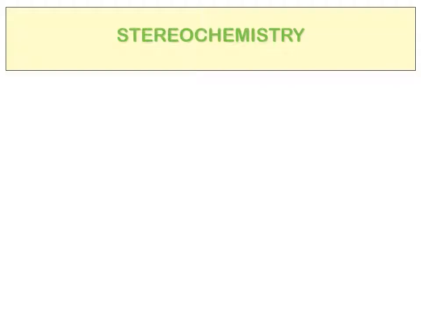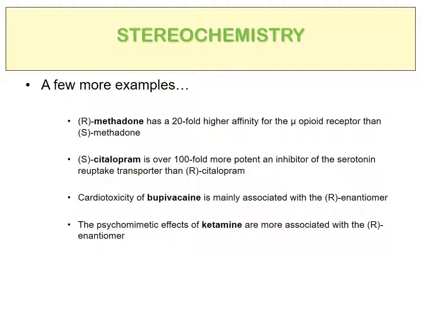So rectus methadone has a 20-fold higher affinity for the mu opioid receptor than sinister methadone. How many people knew there was more than one kind of opioid receptor? Have you ever heard of mu before? Anybody not heard of mu before? You can raise your hand.